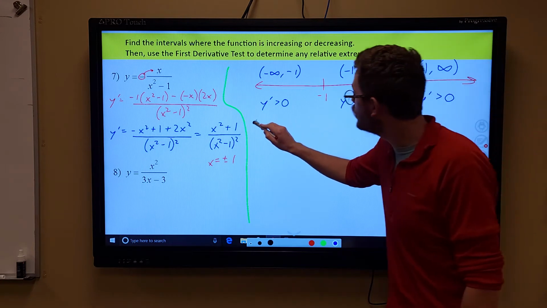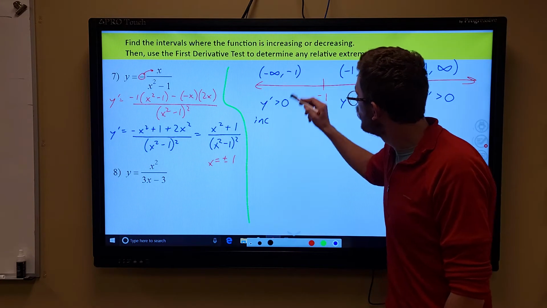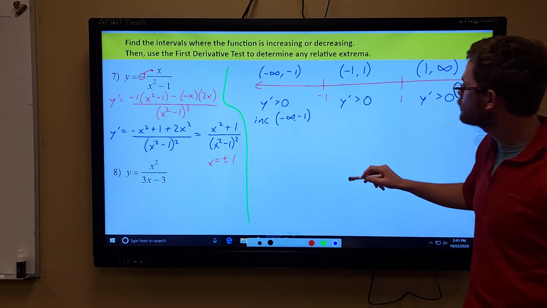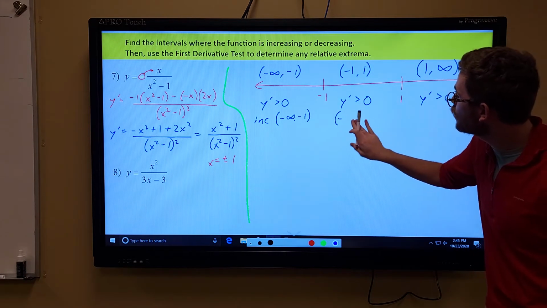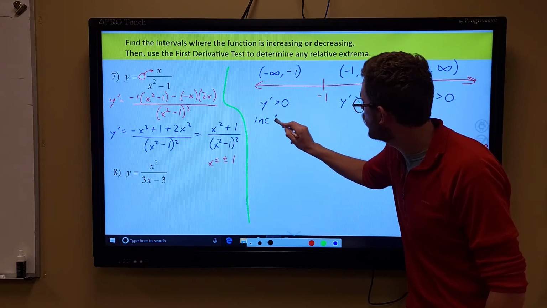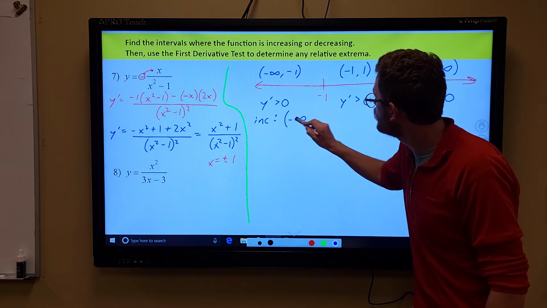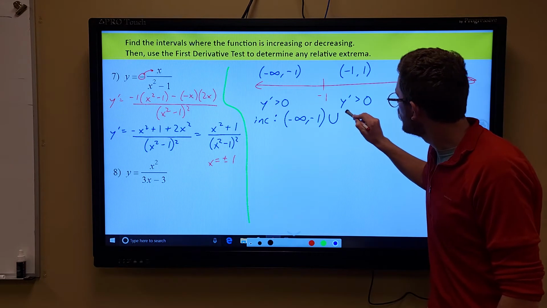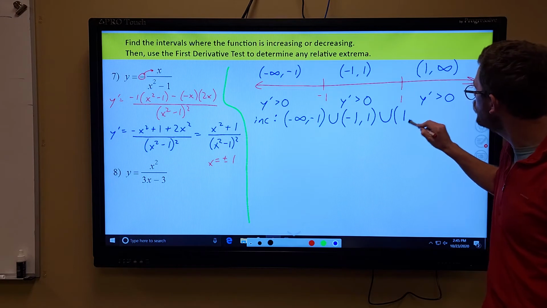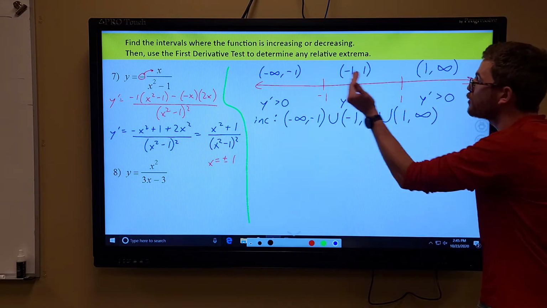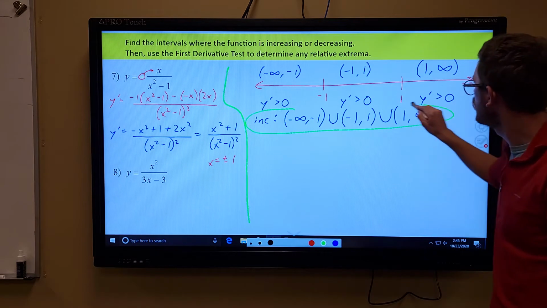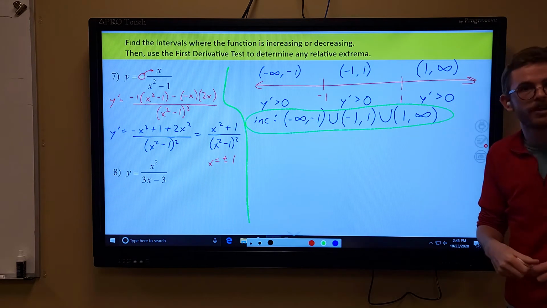That means it is increasing from -infinity to -1. It is increasing, and I'm just going to write it like this. It's increasing right here from -infinity to -1. It's increasing from -1 to 1. It's increasing from 1 to infinity. On all three of these intervals, it is increasing. On all three of them.